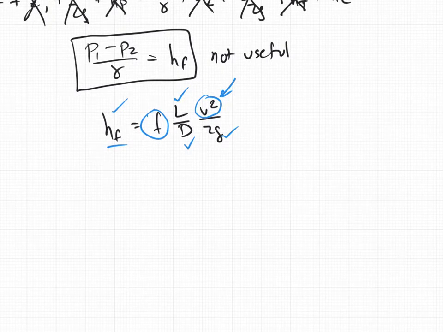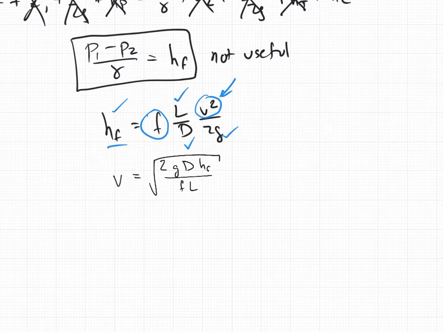Come on, you can write. You can do it. It's not that complicated. Okay, so if I rearrange it, there you go. I can rearrange this to V equals the square root of 2 g D h_f over f times L.